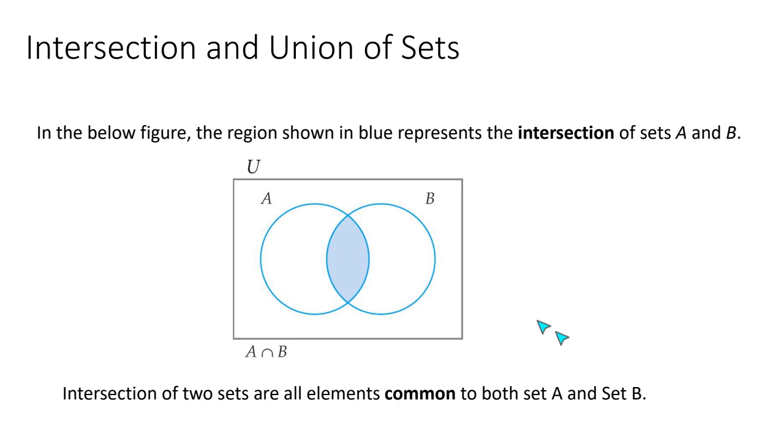Now the intersection of two sets, you have the set A and the set B. The intersection is what's common to both. We can represent that where the two circles overlap, which is highlighted by this shaded blue color. So right in the middle, that's your intersection.